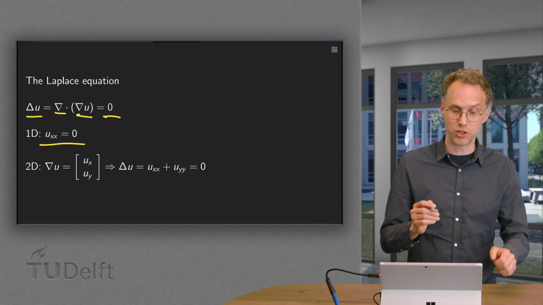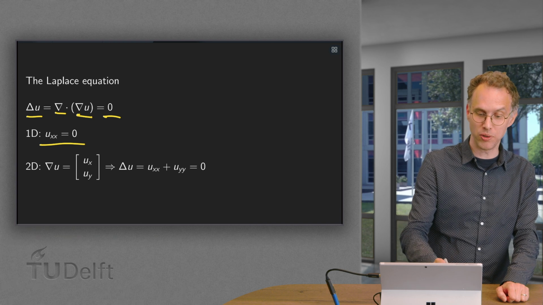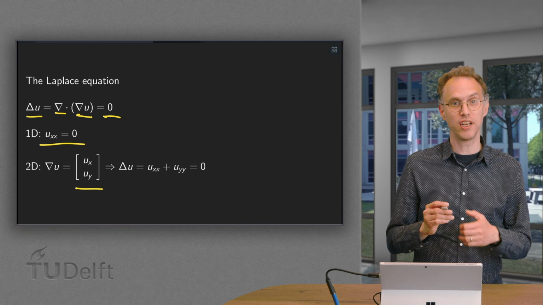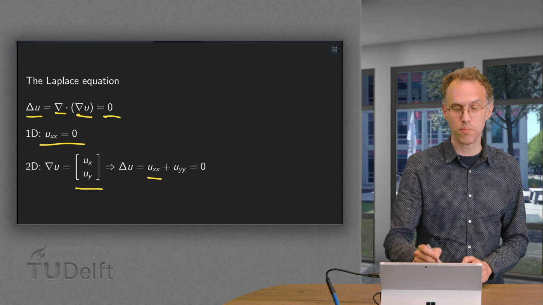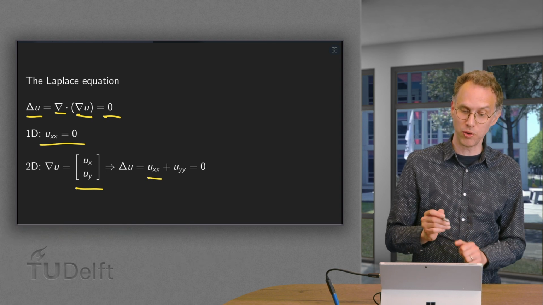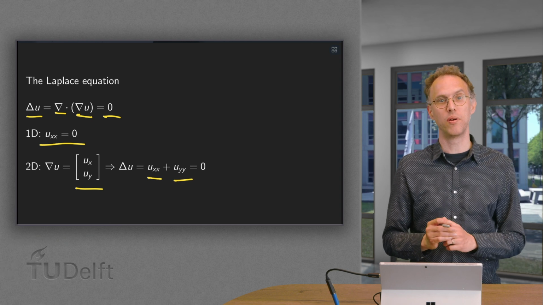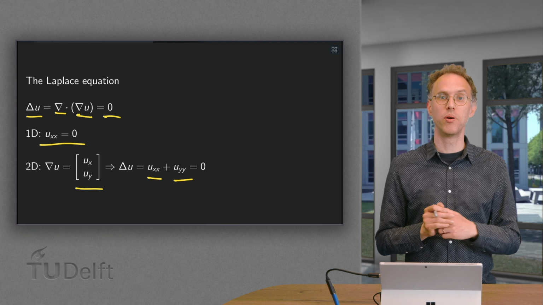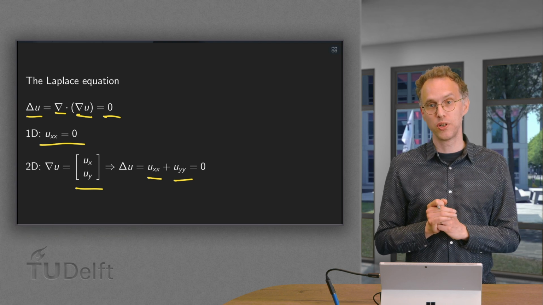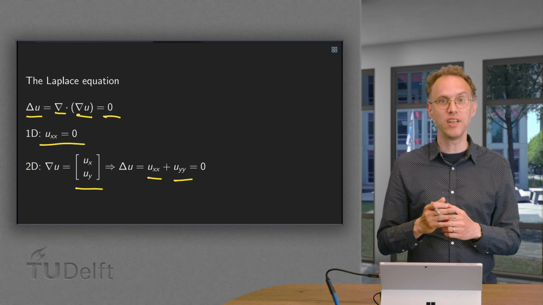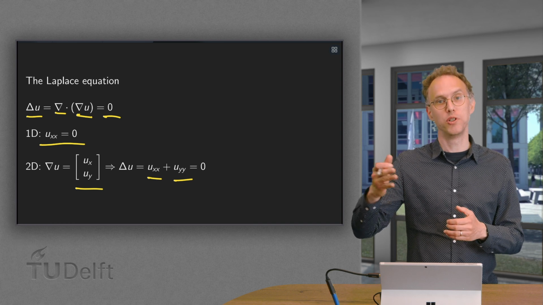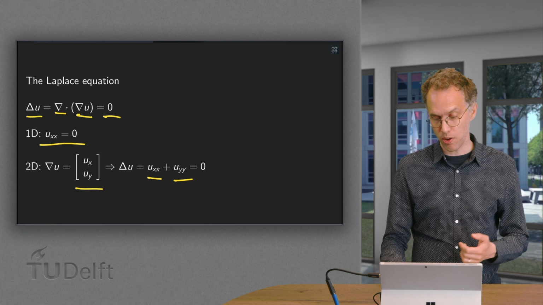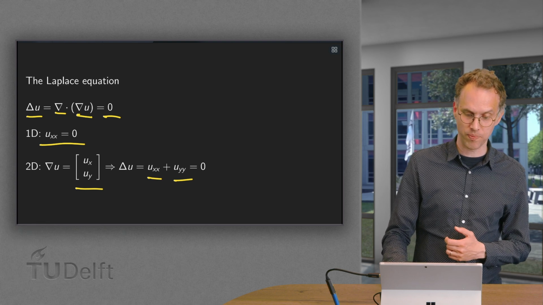And what does it mean in 2D? Well, the gradient of u is the vector with u_x and u_y. If you take its divergence, you take the d/dx of u_x, which is u_xx, plus the d/dy of u_y, which is u_yy, equals 0. So in 1D, the Laplace equation is just u_xx equals 0. In 2D, u_xx plus u_yy equals 0. In 3D, u_xx plus u_yy plus u_zz equals 0. That is our PDE, all of this in rectangular coordinates, of course.